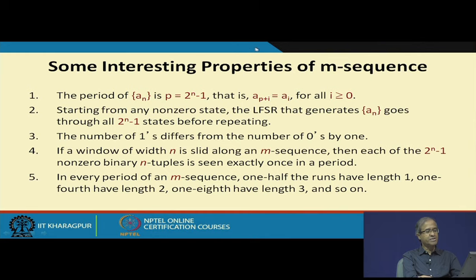So, these M sequences also have some interesting properties. As I said, firstly the period before it repeats is 2 to the power n minus 1. That means the bit a p plus i will be equal to a i for p equal to 2 to the power n minus 1. It repeats after p. Starting from any non-zero state, the LFSR will go through all the other 2 to the power n minus 1 states before repeating. This we have already seen. The number of ones differs from the number of zeros by 1.